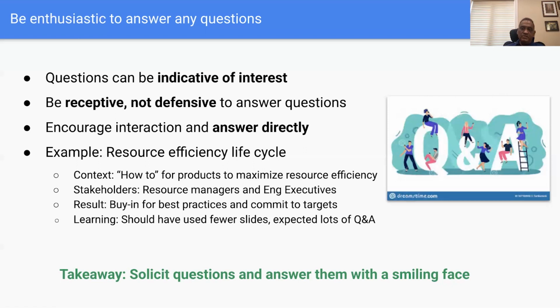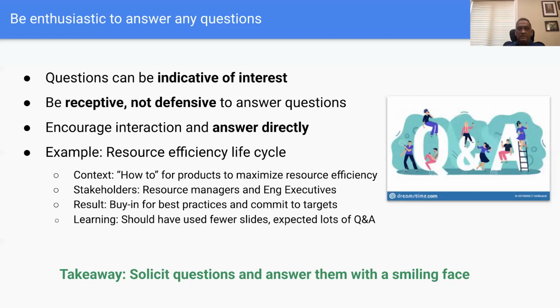So the more important lesson from this experience is that you should solicit questions. You should put on a smiling face to answer them, and be receptive to being asked and being interrupted. And this is one of the reasons that you should be prepared for twice the amount of time that you would need to talk for the overall presentation, because half the time might be needed for the Q&A.